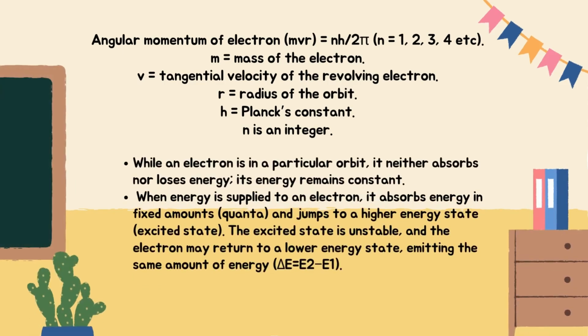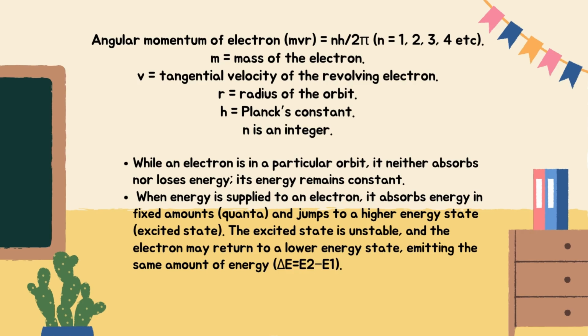Angular momentum of electron, mvr, equals nh by 2π, where n equals 1, 2, 3, 4, etc., m equals mass of the electron, v equals tangential velocity of the revolving electron, r equals radius of the orbit, h equals Planck's constant, and n is an integer.